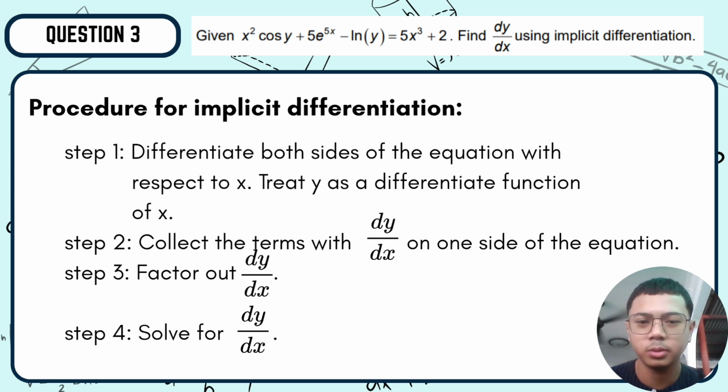Question 3: given x power 2 cos y plus 5 exponent power 5x minus ln y equal to 5x power 3 plus 2, find dy over dx using implicit differentiation. Procedure for implicit differentiation. Step number 1: differentiate both sides of the equation with respect to x. Treat y as a differentiable function of x. Step number 2: collect the terms with dy over dx on one side of the equation. Step 3: factor out dy over dx. And step 4: solve for dy over dx.